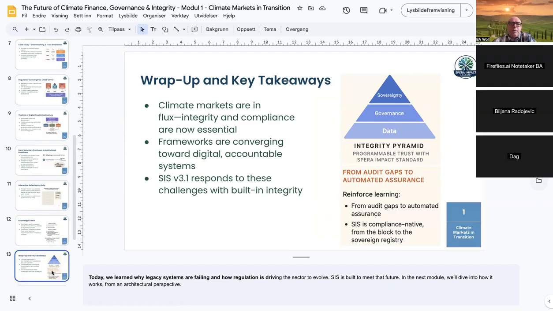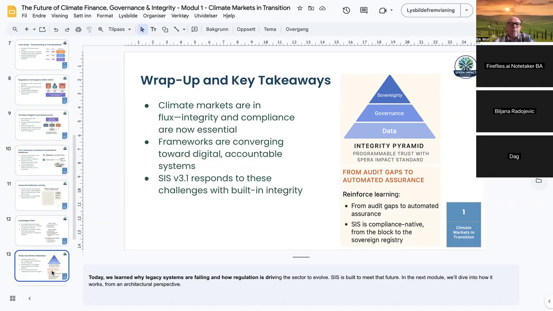To wrap up this module, the climate markets are in flux. Integrity and compliance are now essential. That's, for example, why we have built in full KYC, KYB, AML, meaning full anti-money laundering. It's not possible to get any money out of a project without the system knowing who you are. And we have even put third-party certification on that to make it even better. Because we cannot have fraud, we cannot have corruption, etc. in this, because then we are lacking trust again.